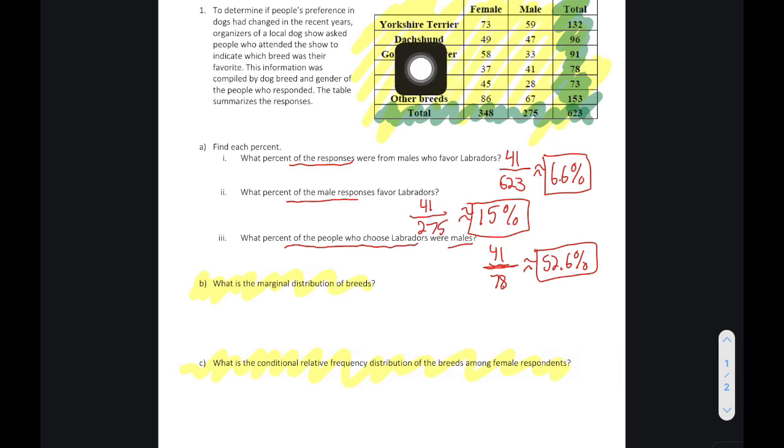I really don't know how to pronounce that word. Dachshund. 96 out of 623. Golden Retriever, 91 out of 623. Labs, 78 out of 623, and so on. So all we would need to do for this one is go ahead and write down each of those things. I'm going to abbreviate. So YT, we can say that there was 132 of these out of a total 623.